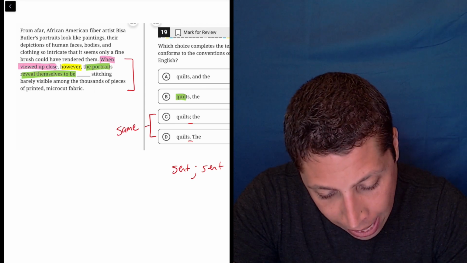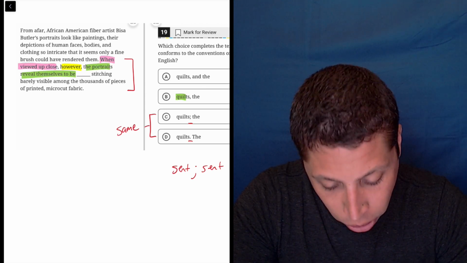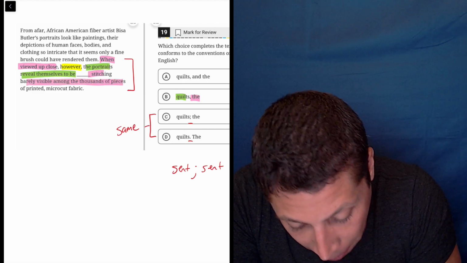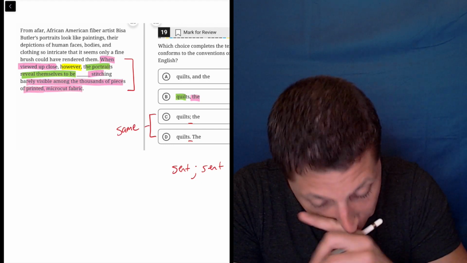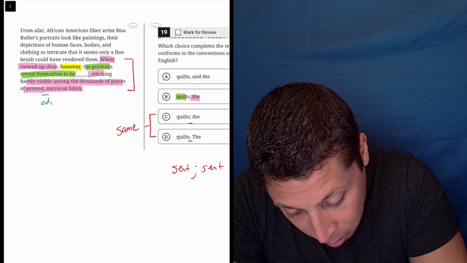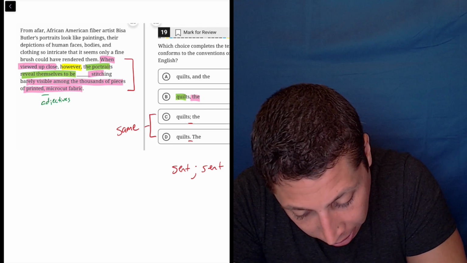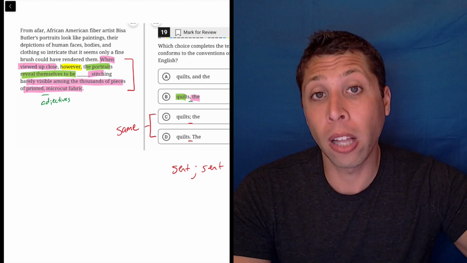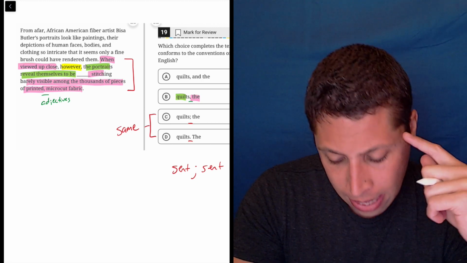What's going on at the end? Well, this is also an extra clause. The stitching barely visible among the thousands of pieces of printed microcut fabric. This comma is because we have a list of adjectives, so it's doing its own thing. But this comma is letting me attach another extra clause to the end of my sentence.